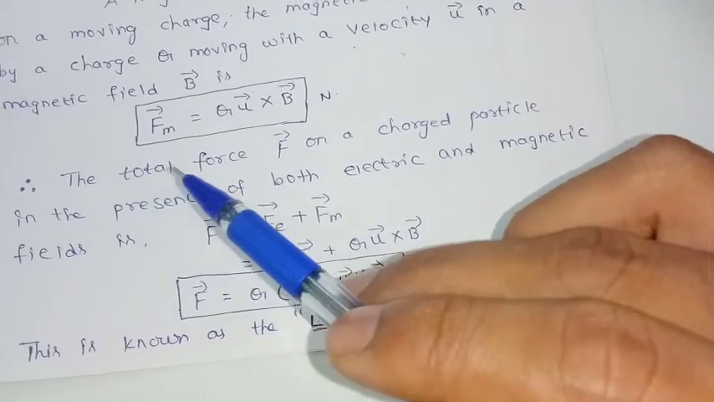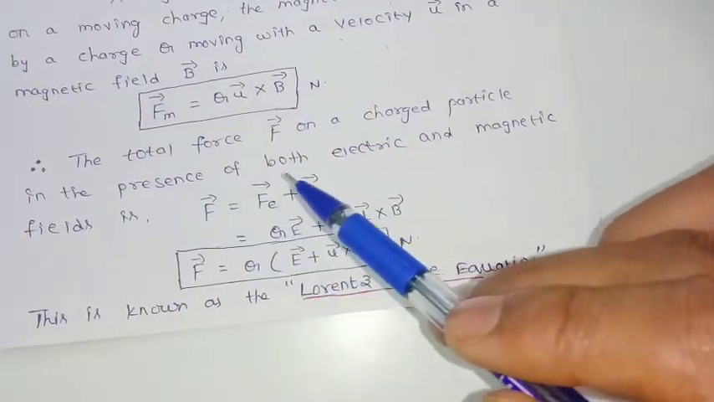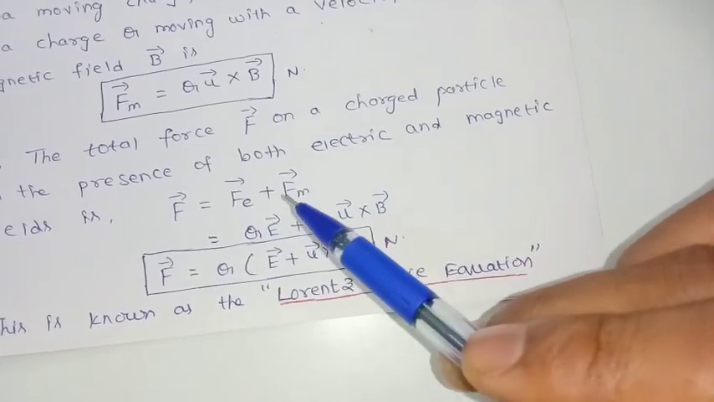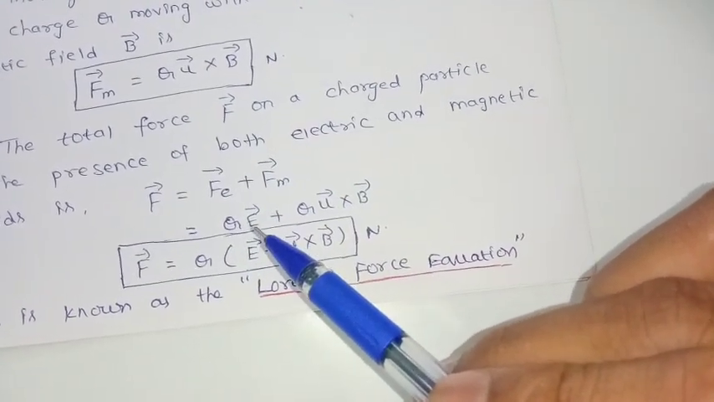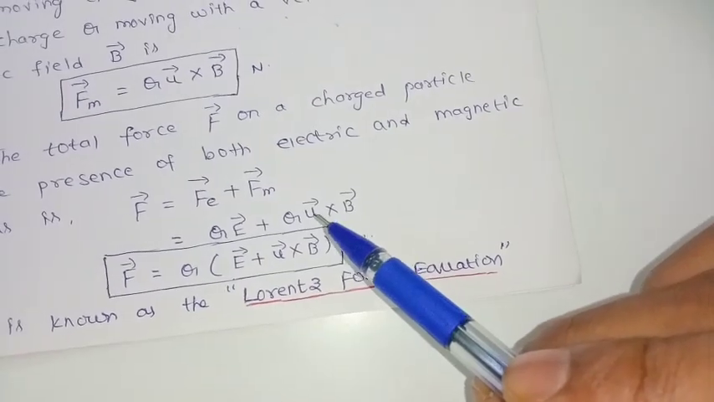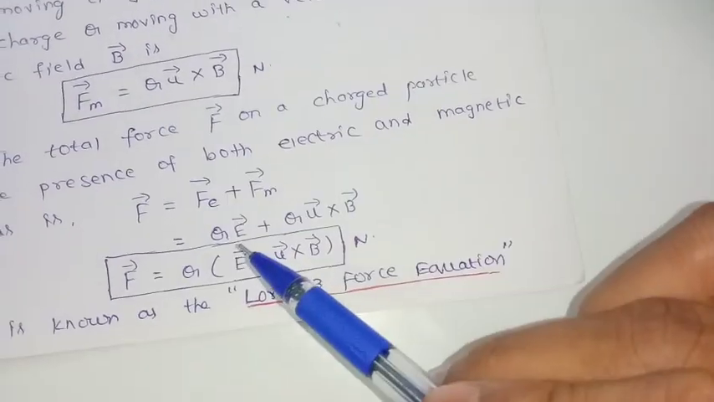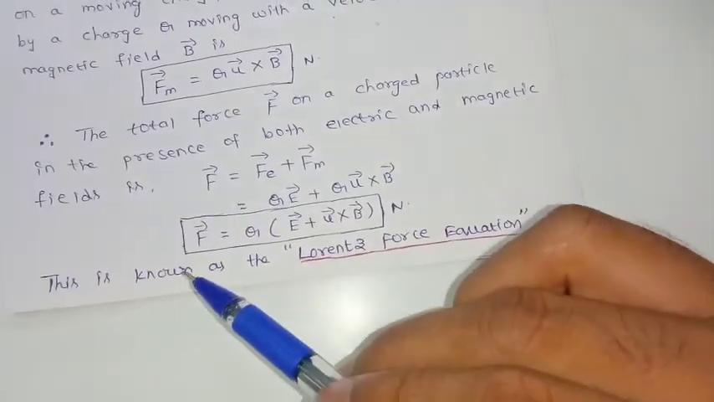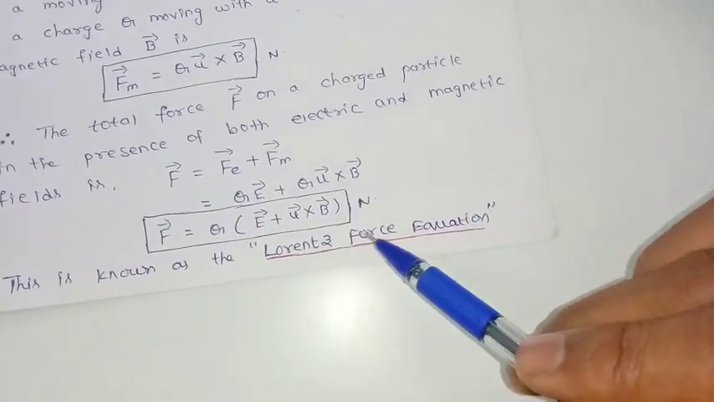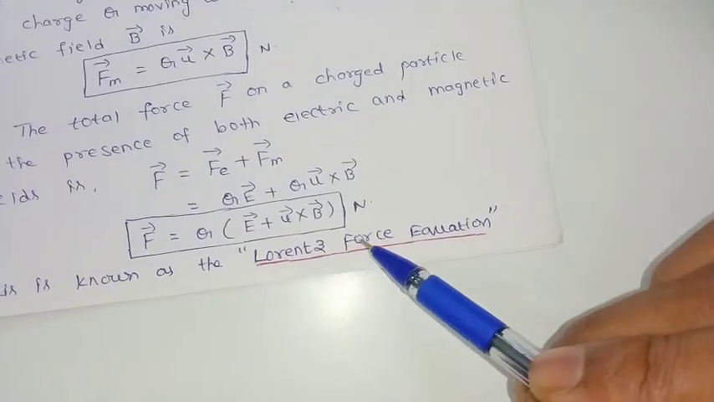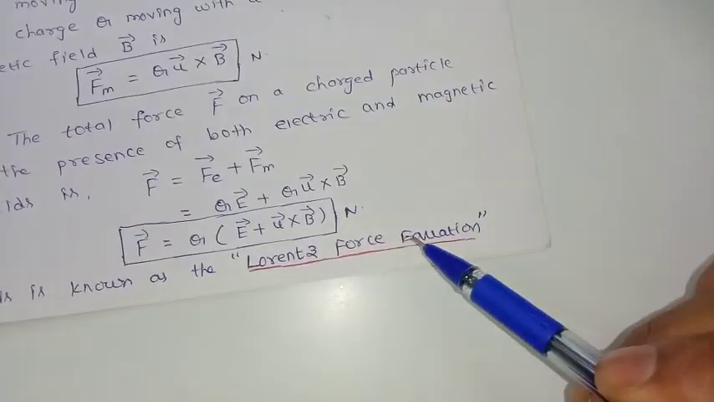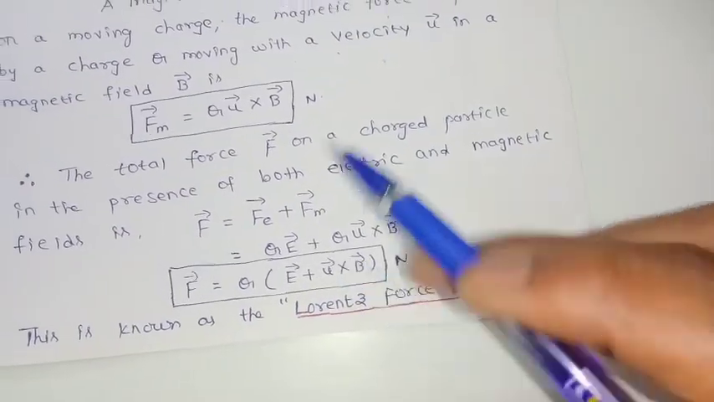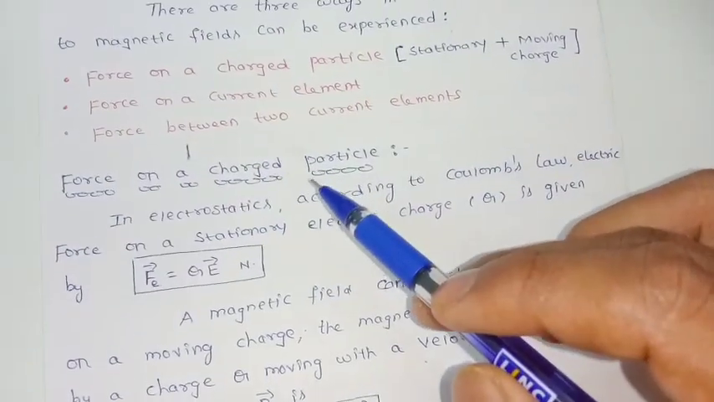Therefore the total force on a charged particle in the presence of both electric and magnetic field is the combination of electric force and magnetic force, which is Q times electric field plus Q times the velocity cross B bar. If you take Q as a common term, then you are going to observe this expression. Remember, this is known as Lorentz force equation. Very important for 2 marks question, Lorentz force equation. They will simply say write the Lorentz force equation, then you have to write that. This is the topic of force on a charged particle.